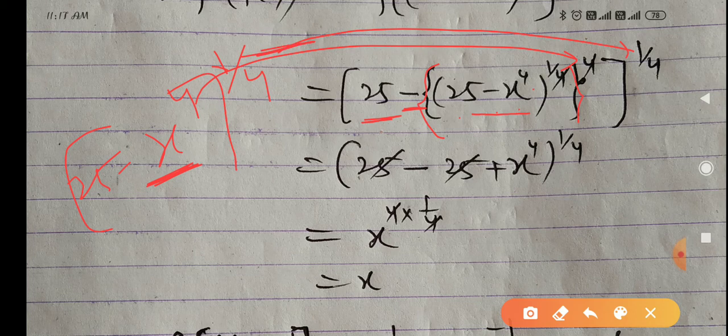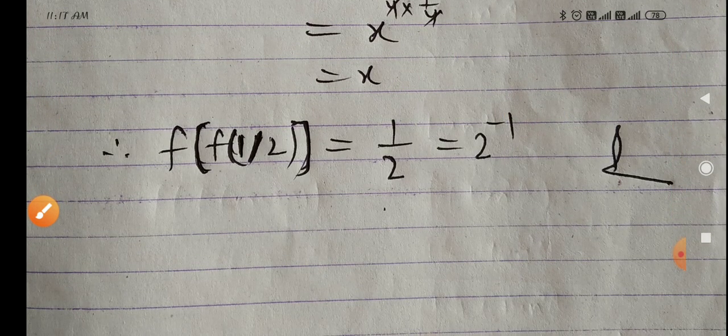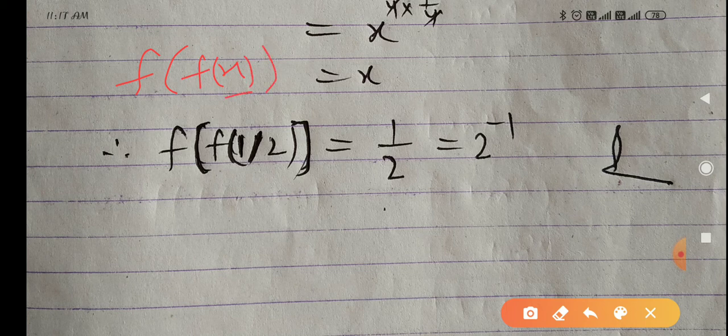So now 4 is cancelled with 4. So you have 25 minus 25 plus x⁴. 25 is cancelled with 25, leaving (x⁴)^(1/4). So the final answer after simplifying is x. So f(f(x)) is x. Now in place of x, put 1/2 on both sides. So f(f(1/2)) is equal to 1/2, that is 2 to the power minus 1.